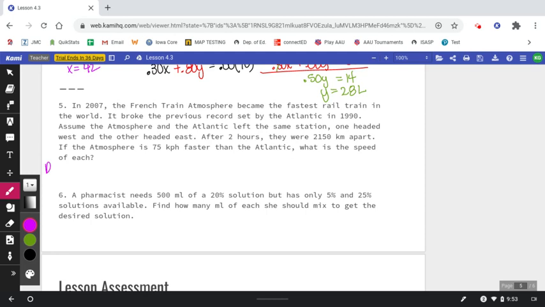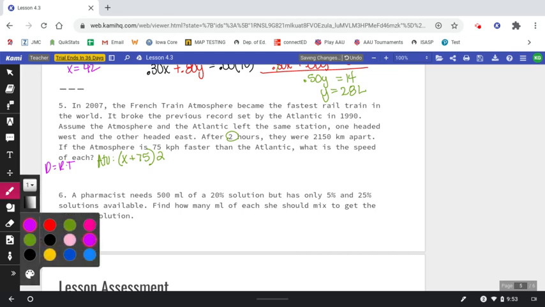So again, we're going back to our distance equals rate times time equation. So for the Atmosphere, it's 75 kilometers faster than the Atlantic. I'm going to put AT for, I guess it doesn't work for Atmosphere. So I don't know the rate of the Atlantic, but I know that the Atmosphere is 75 kilometers faster. And the time for each was after 2 hours. For the Atlantic, I know that its speed is just x, and that was also 2 hours.